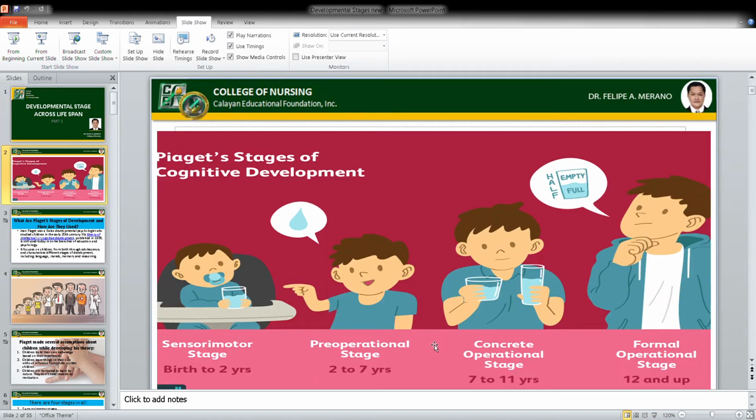So in Piaget's stages of cognitive development, there are 4 stages. Sensorimotor stage from birth to the second year. Preoperational stage, 2 to 7 years old. Concrete operational stage, 7 to 11 years old. And formal operational stage, 12 and up. These stages have their own characteristics, their own developmental phenomena, and their own developmental characteristics.